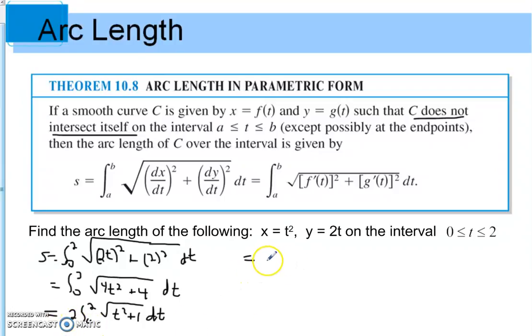Okay, so this integral here is equal to, by the tables, 2, which is what we had up front, times 1/2 times the quantity t times the square root of t squared plus 1 plus 1 times the natural log of the quantity t plus the square root of t squared plus 1, close that, bracket from 0 to 2.